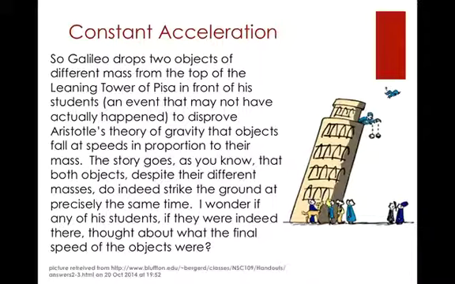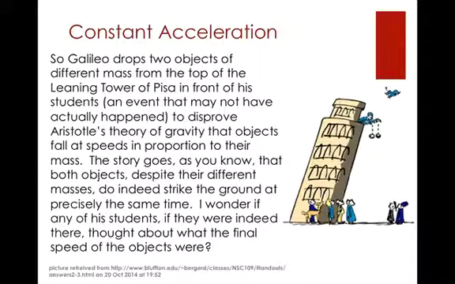By doing this, he's disproving the belief at that time that the speed of an object depended on its mass. He disproved this theory by Aristotle, and in its place we have the current idea that the acceleration of objects in free fall comes from gravity, the acceleration due to gravity, which is constant. So it doesn't matter what the mass of the object is, they should fall at the same speed.